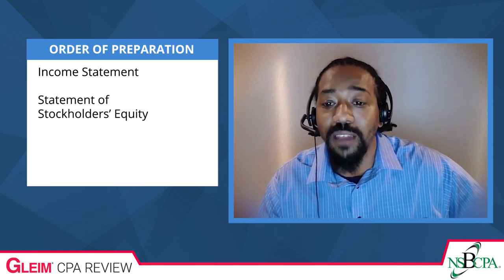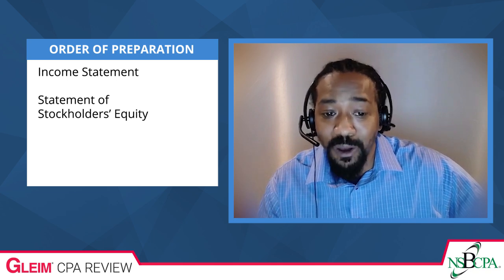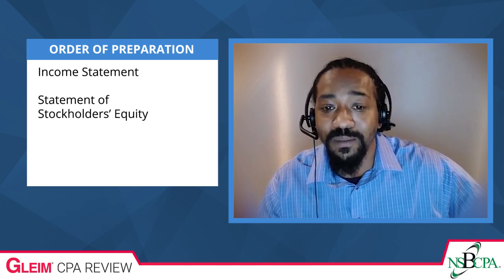There are four basic financial statements. The first rule you need to know is that financial statements must be prepared in order. That means the income statement must be prepared first. Why? Because information from one statement is used on the following statement. The end result on the income statement is net income, and that is used in preparing the statement of stockholders' equity. This is sometimes called the statement of changes in equity.